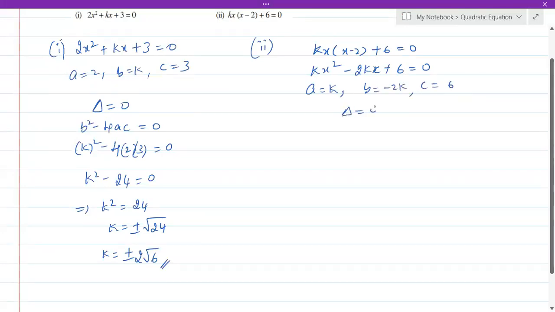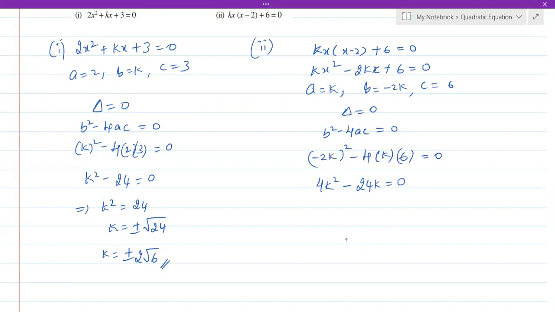So it's given that the delta is 0. That is b square minus 4ac is 0. So what is b value here? B value is minus 2k. So minus 2k the whole squared minus 4, a is k, c is 6 equal to 0. So minus 2k the whole square is 4k square, minus 4k into 6 is 24k, equal to 0. So as I told you in one of the videos, when you have got an even number of terms, you can directly take common. We go to the splitting the middle term method when we have got a trinomial, that is 3 terms. Here we have got only 2 terms. So directly let's take common.